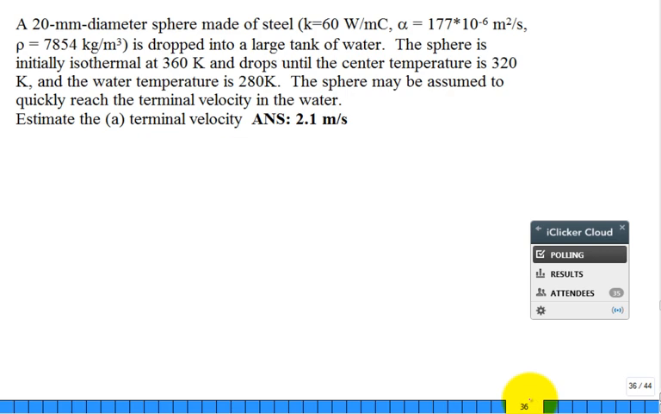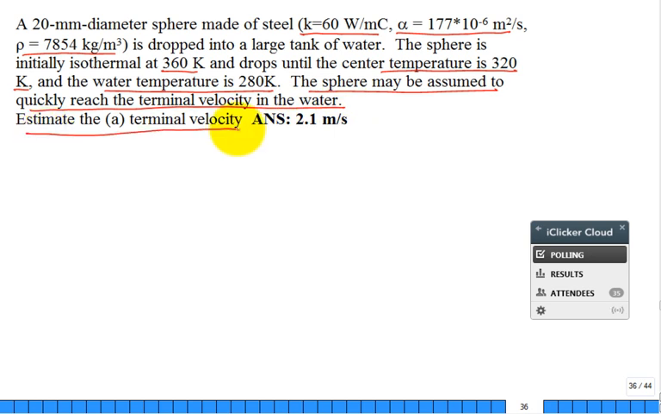Let's solve a problem. We have a 20 millimeter diameter sphere made of steel, so it has a conductivity given, the thermal diffusivity of steel given, and the mass density of steel given. It is dropped in a large tank of water. The sphere is initially isothermal at 360 K and drops until the center temperature is 320 K and the water temperature is 280. So the sphere may be assumed to quickly reach the terminal velocity in the water. Estimate the terminal velocity in the water.